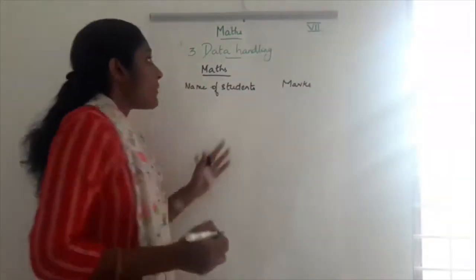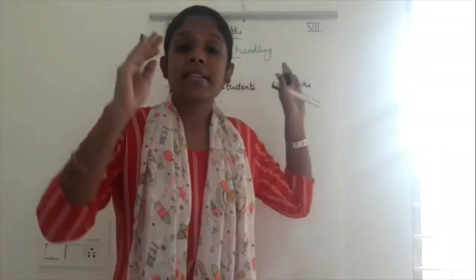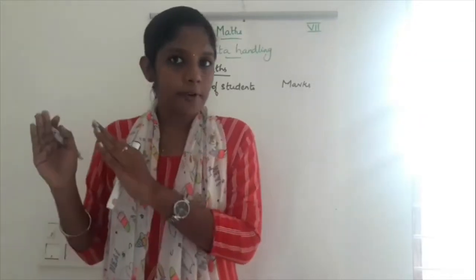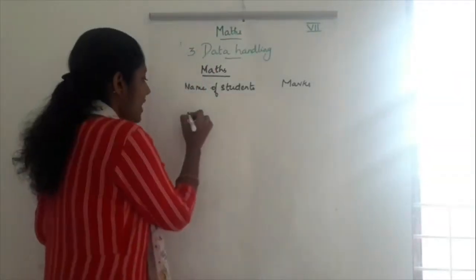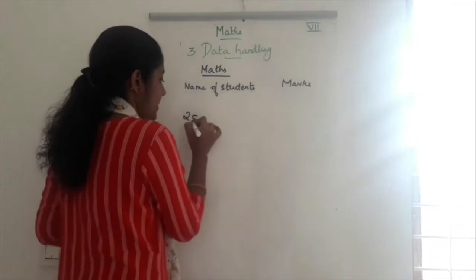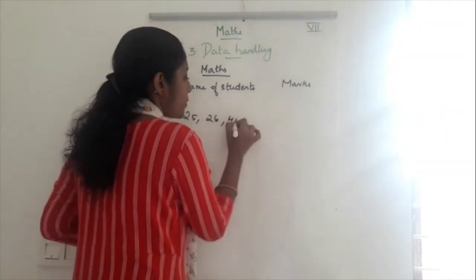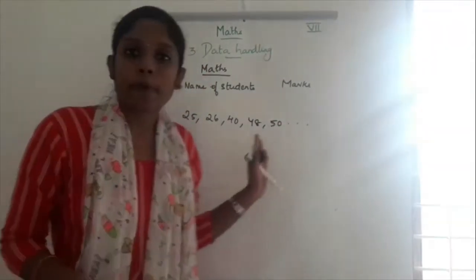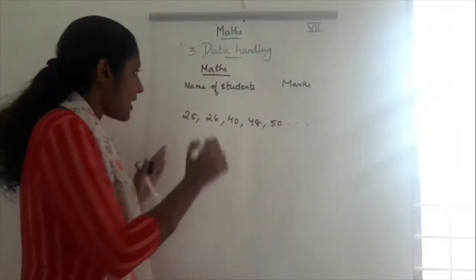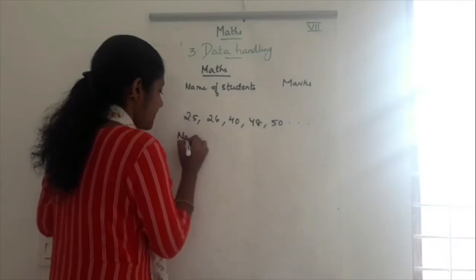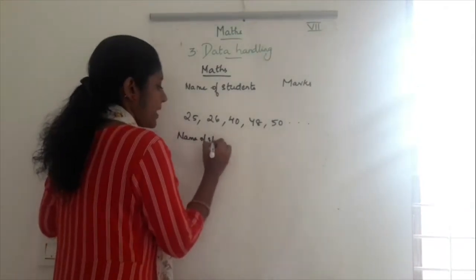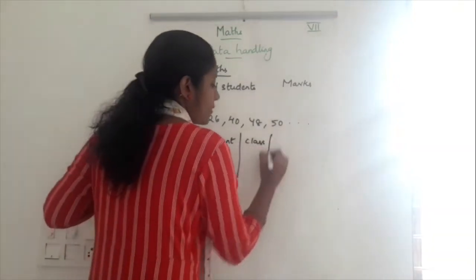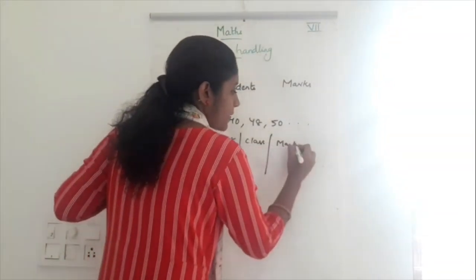When this data is organized in a proper way, it is called information. For example, when you write the marks of the students like this, 25, 26, 40, 48, 50, this data is not properly arranged. But when you write it in columns, the name of the student, then the class, then the marks.